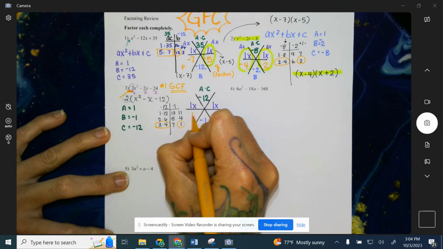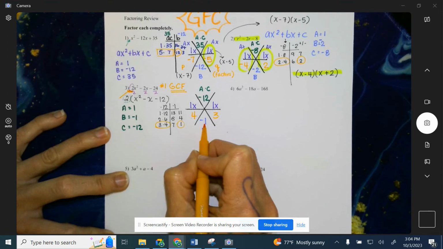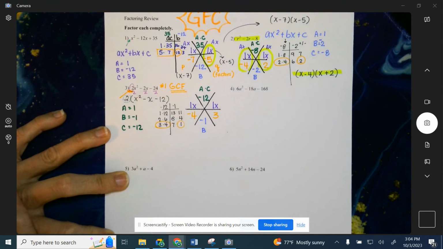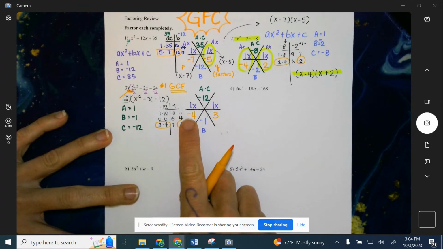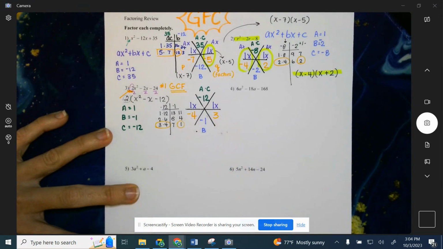So 3 and 4. I'm going to put 4 in the front, little guy in the back. B is negative. He's definitely going to become negative. Negative 4 times a positive 3 does give me a negative 12. Negative 4 plus a positive 3 does give me a negative 1. So we're good to go there.